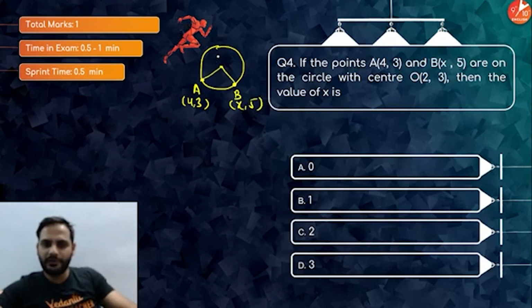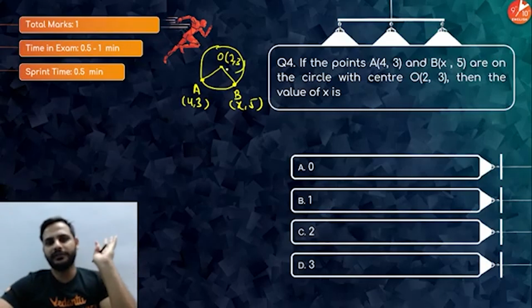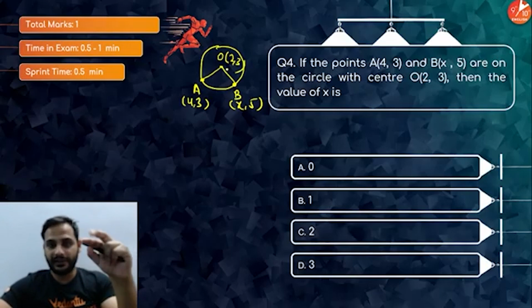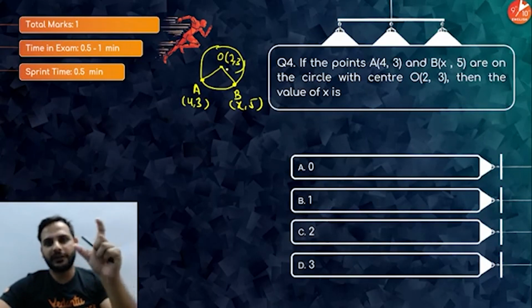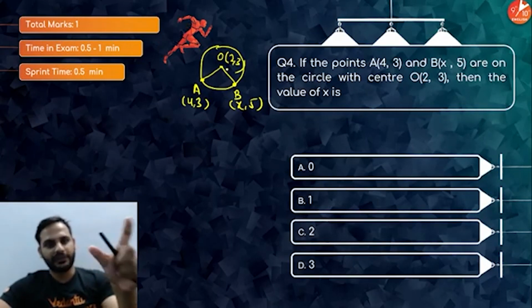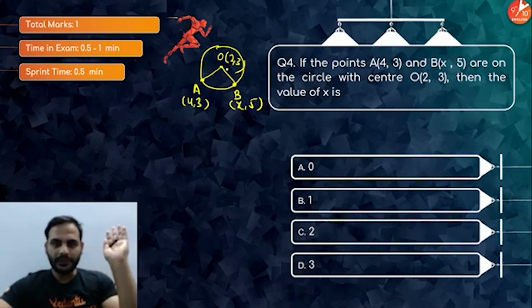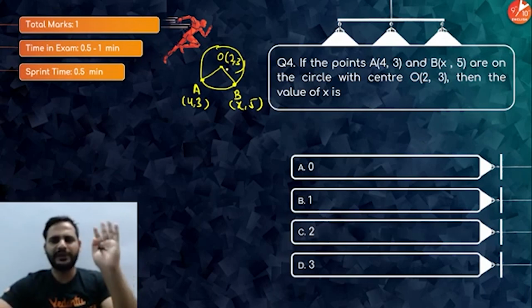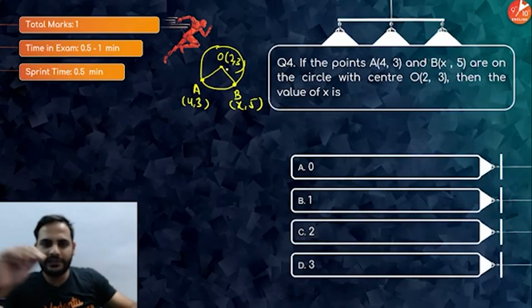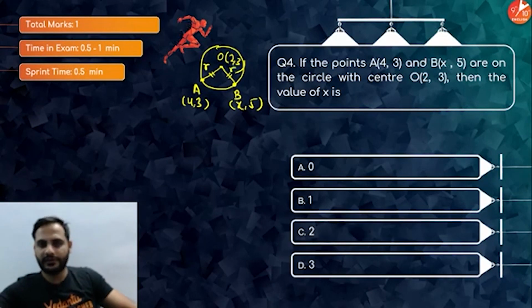So if in your mind you were thinking of using the midpoint formula, it will not be a correct way, because it is not necessary that A and B are the diametric ends. If A and B were the ends of a diameter, then the center would be the midpoint and you could use the midpoint formula, but not now. So in this case, the distance AO and BO is the same because both represent the radius. So we'll make them equidistant: AO is equal to BO.